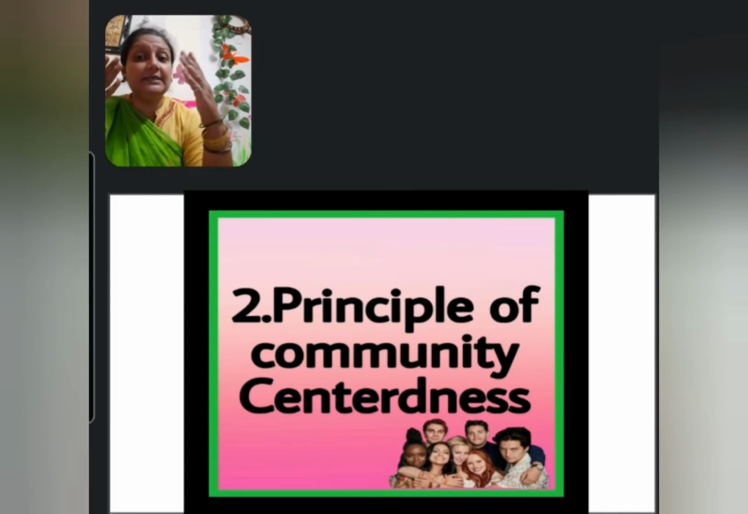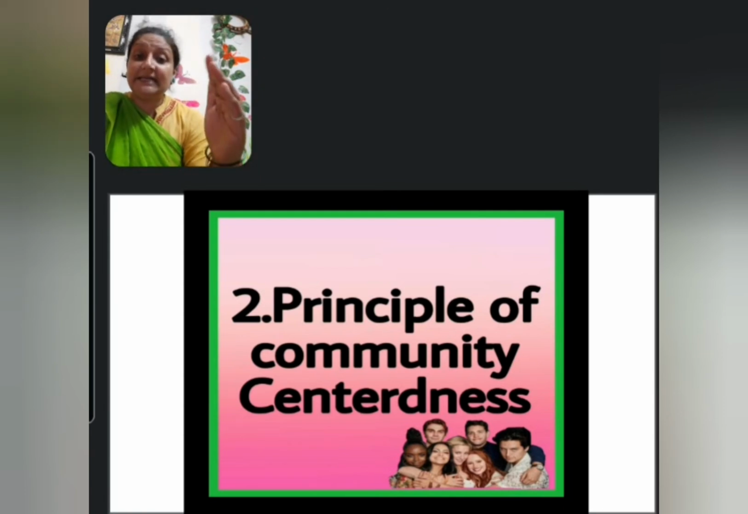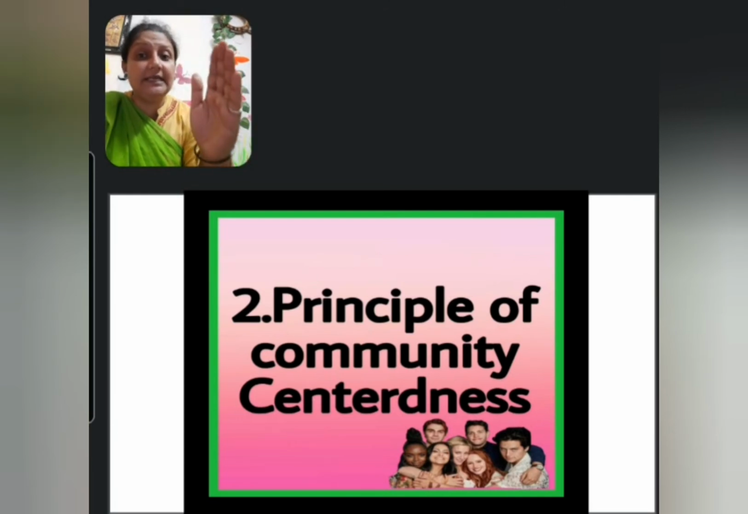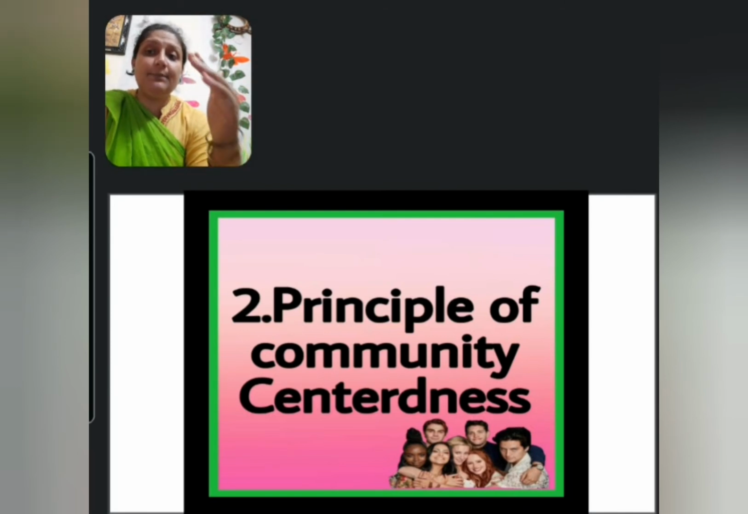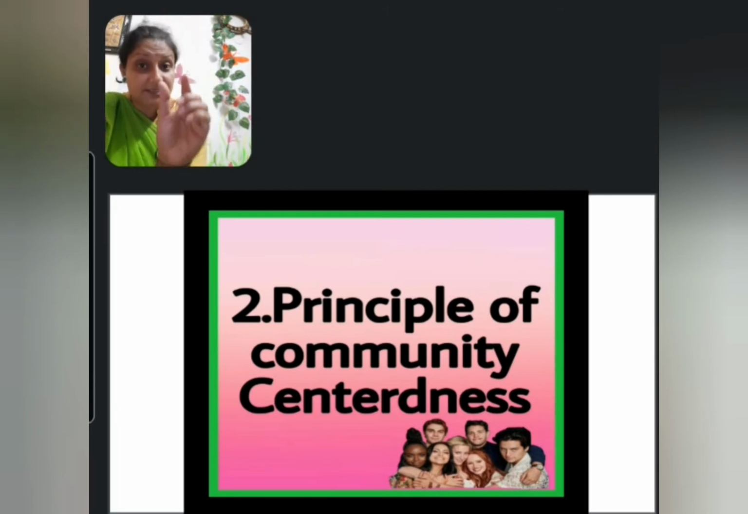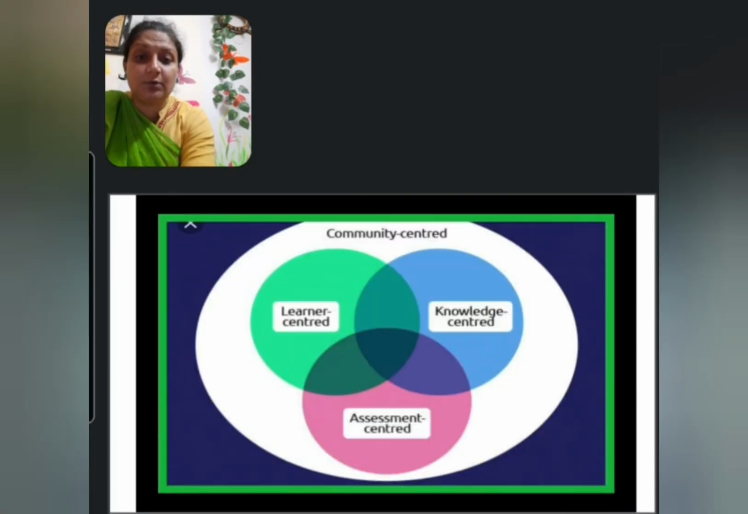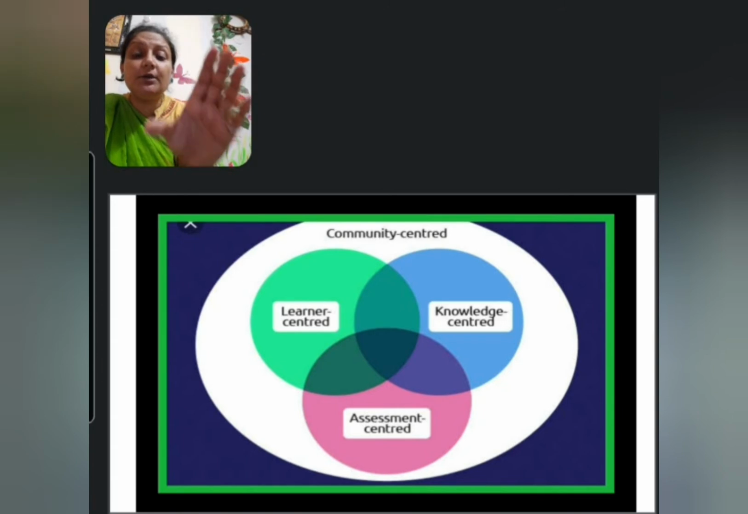In fact, the learner is going to be an active member of the community as a citizen in future life. So it is quite desirable that the child's needs and desires must harmonize with the needs and desires of the people amongst whom he has to live. In the principle of community centeredness, we have to keep in mind that the child is also a citizen of the community while preparing the curriculum. Next we'll move on to this image showing the principle of community centeredness.